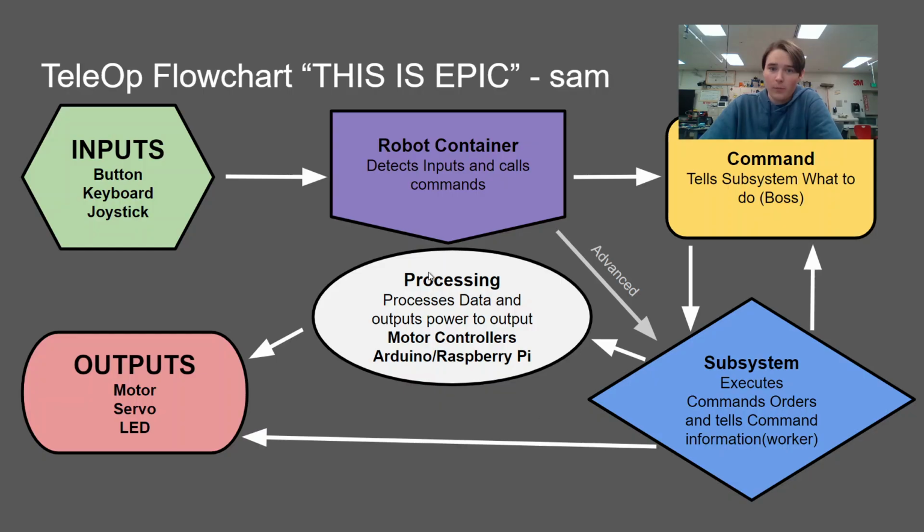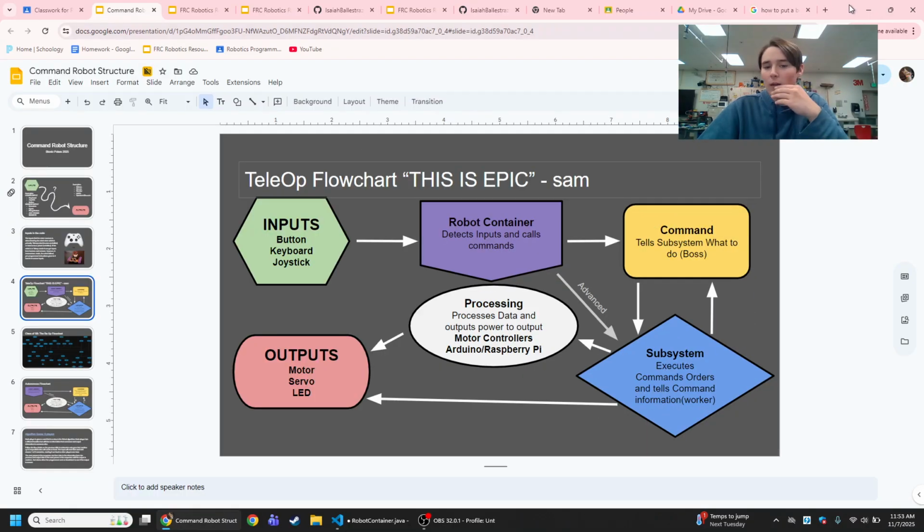So the flow chart, oh god, Sam edited things. So this is basically kind of what you want to do. Ignore the advanced stuff. We're basically going to go around in this direction here. So the inputs, you press a button, right? What does the program do next? The things in robot container detect inputs and call commands. What that means is it's detecting when you press a button, and then because you press the button, it calls a certain command, which is the next thing in the flowchart.